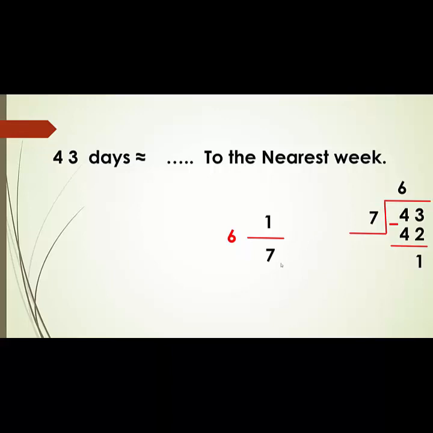Now my students, I want to approximate this. I will ask number 7 here. What's your half, number 7? How many, teacher? It's 3.5. Half of 7 is 3.5. Now, this number 1 is greater than or smaller than 3.5? It's smaller than, teacher. So I'll keep number 6 as it is, okay?